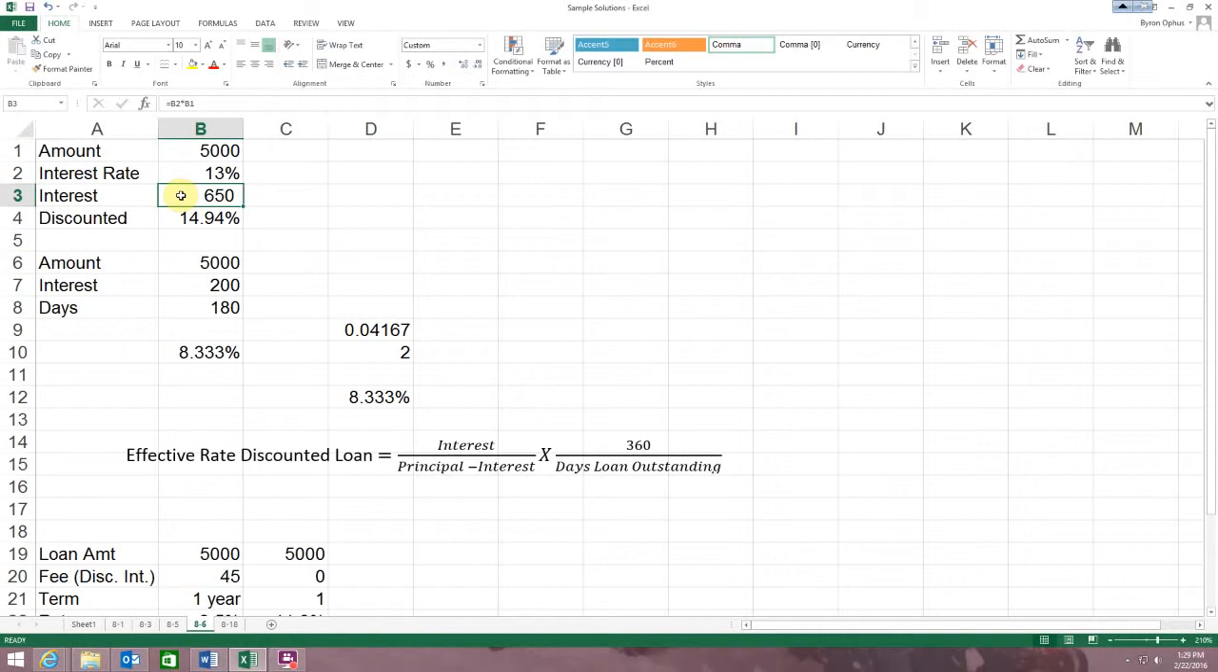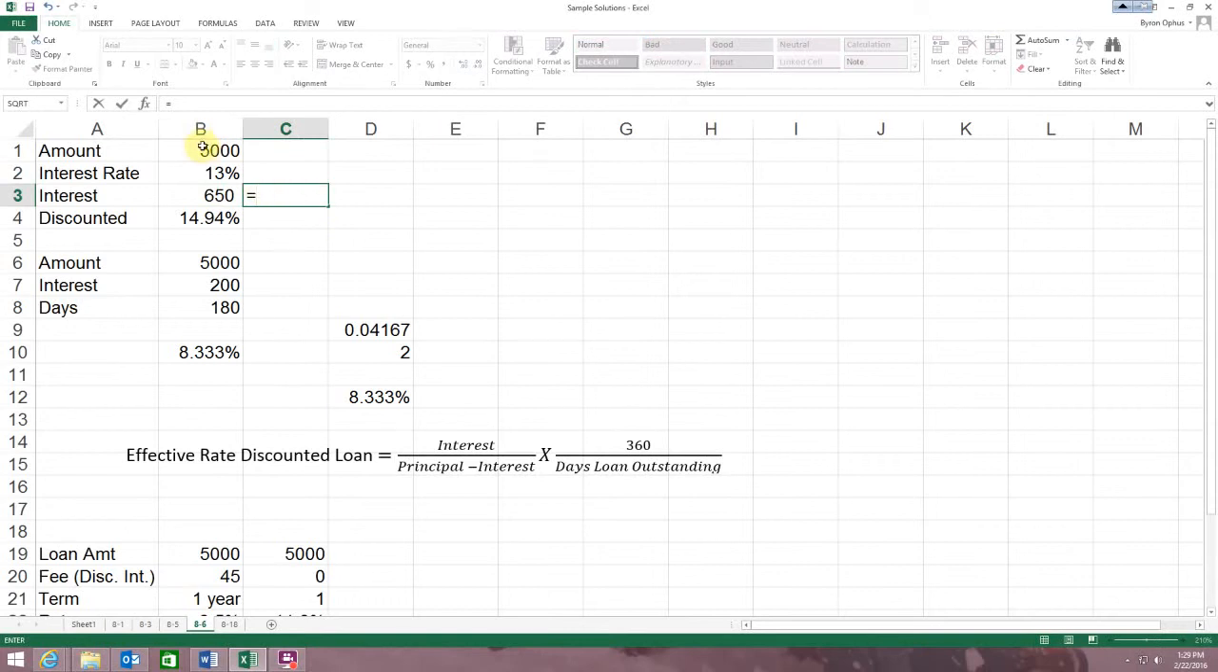So technically, and this is how we calculate it, what you're getting is, instead of $5,000, just to give you an idea here, the $5,000 minus the $650, because you're paying the $650 up front, right? So they're going to give you $4,350, and you're going to pay back $5,000, so $650 in interest. Okay. Well, Jesus, isn't that the same?